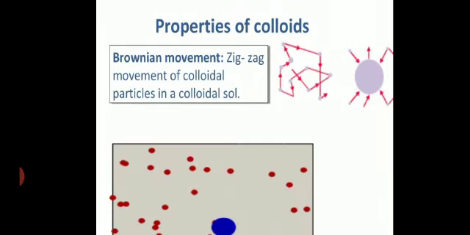Now the Brownian movement is also shown. Brownian movement may be defined as a continuous zigzag movement of the colloidal particles in a colloidal solution. You can see the zigzag movement here. One particle strikes another one, another particle strikes another one, and hence you can see a continuous zigzag movement. So what happens here is that the dispersed particle strikes the dispersion medium particles, and hence a continuous zigzag movement is developed, and that is known as Brownian movement.